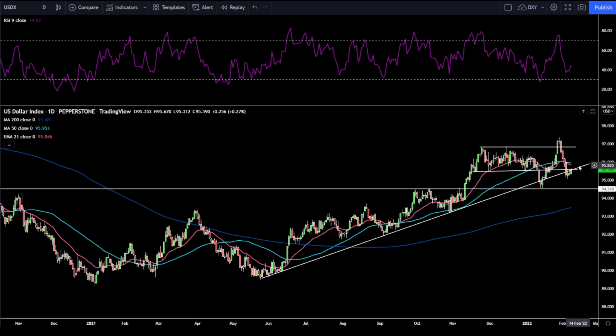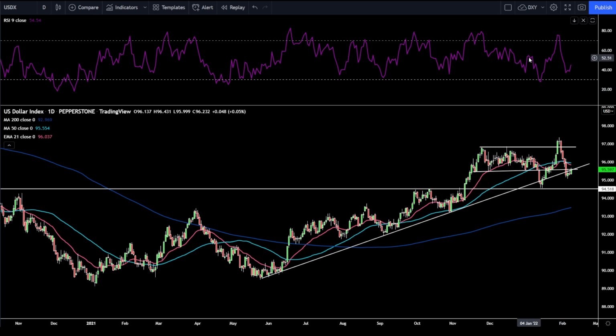We're just below that trend line, we're trying to get above it. Also, there's that horizontal support which formed the range from around the 19th of November last year to now, February. And that sits at about 95.5, a nice round number there. We've also got a bit of resistance in the form of the 50-day simple moving average and the 21-day exponential moving average. The RSI's turned back up.